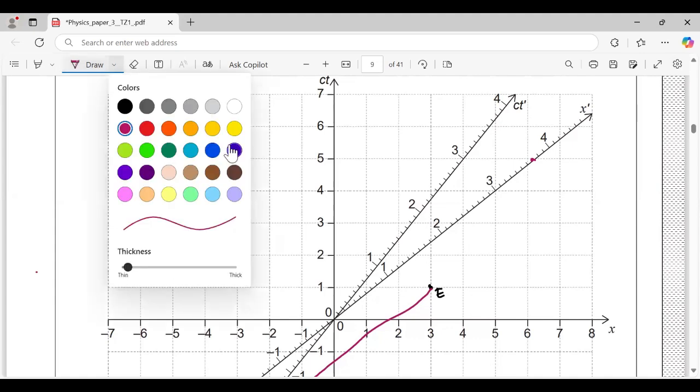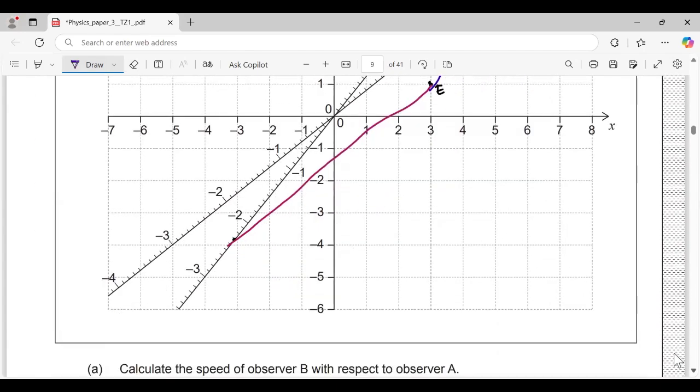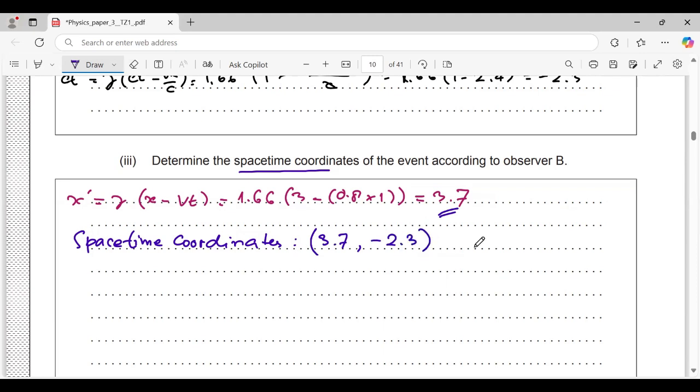I'm going to use a different color. You may use your ruler to sketch this. So we can state that the space-time coordinates are 3.7, comma, minus 2.3. This is the space-time coordinates.